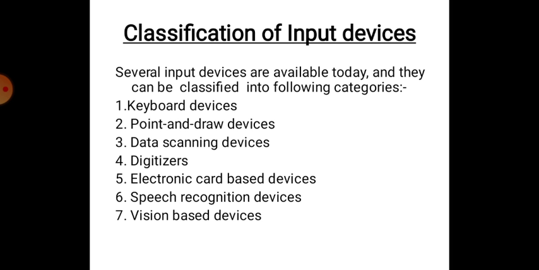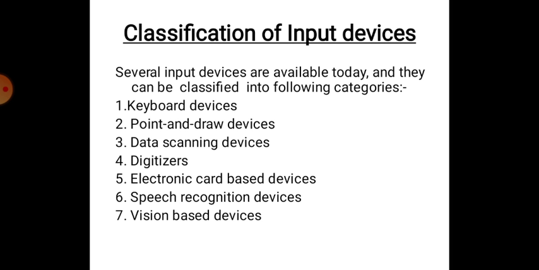You very well know, the first category is keyboard devices, that is, you have a keyboard. Every computer is supplied with a keyboard, and this keyboard is similar to that of a typewriter keyboard. Then there are point and draw devices. The popular one is the mouse that you have used, which is available with every computer system today because of the graphical user interface.